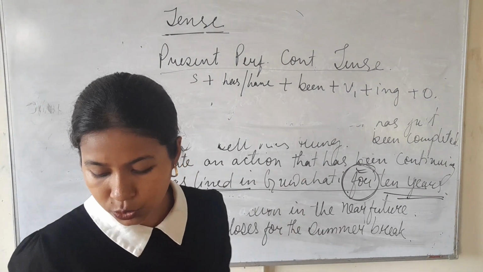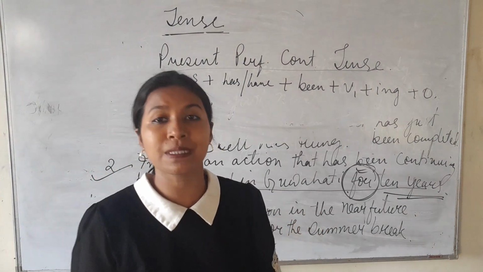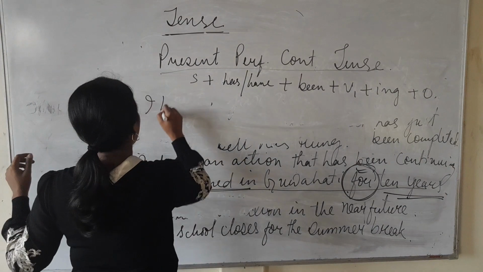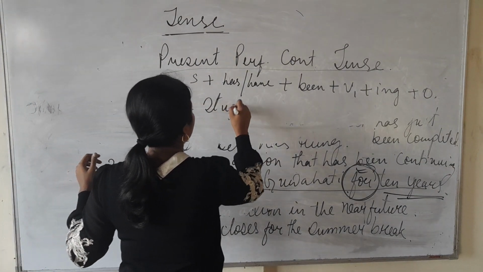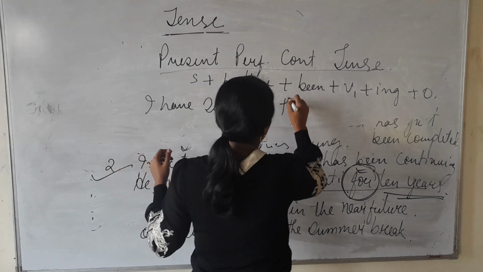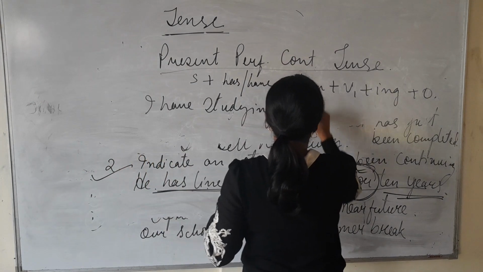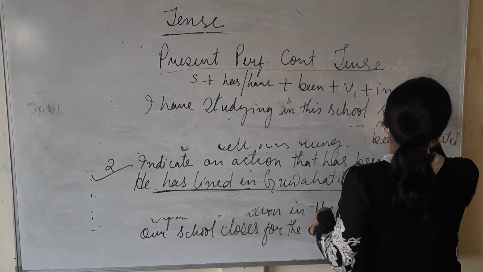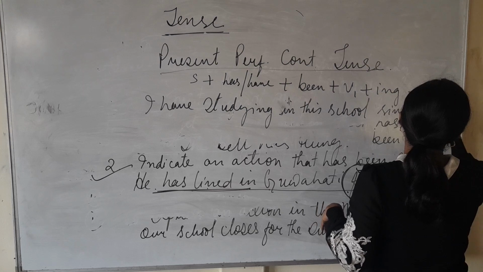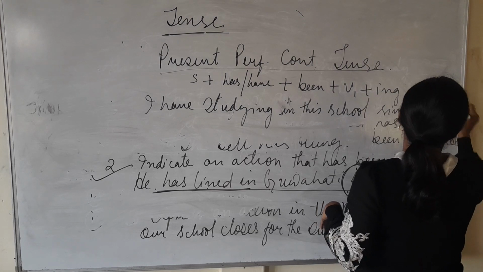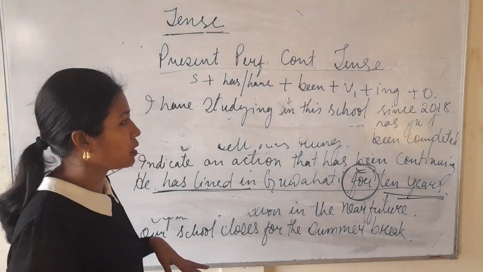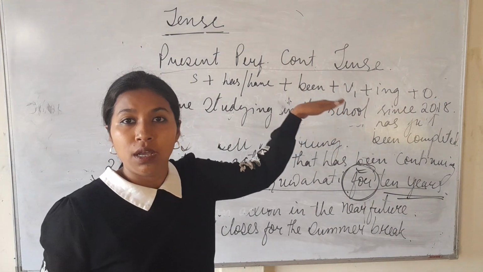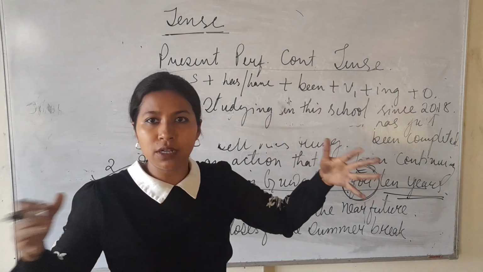I'll put one example to make you understand, and here you will use since and for. I have been studying in this school since 2018. So this is a point of time, so this is since. If I say I have been studying in this school for 10 years, 10 years is a period of time, so I will use for.